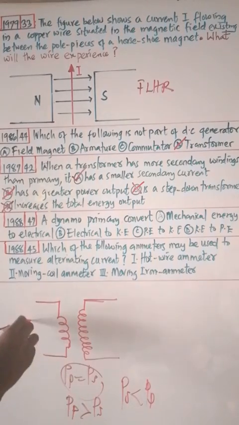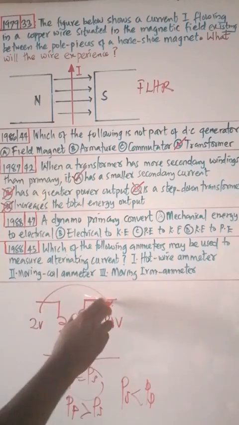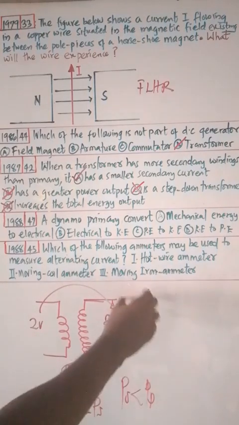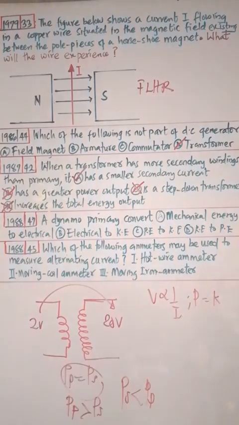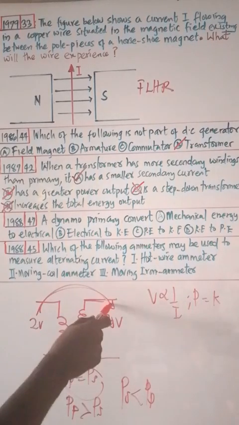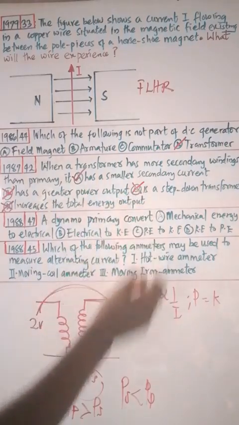So let's suppose the voltage here is 2 volts, here will be 20 volts. So it steps up the voltage. And listen, voltage and current are inversely proportional at constant power. So in this case, if the voltage increases, the current must drop. So that's why, as a smaller secondary current, the answer is A.